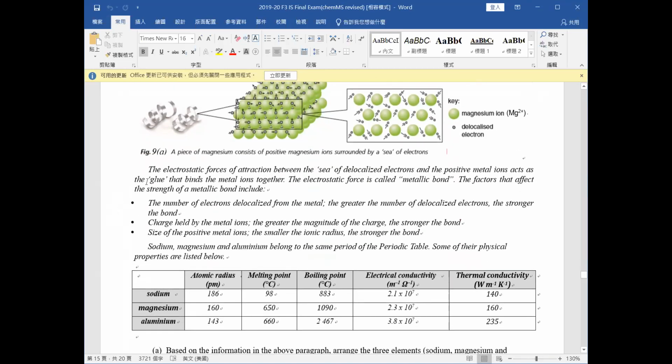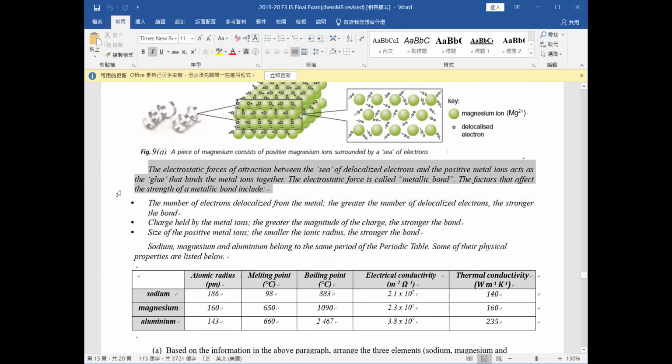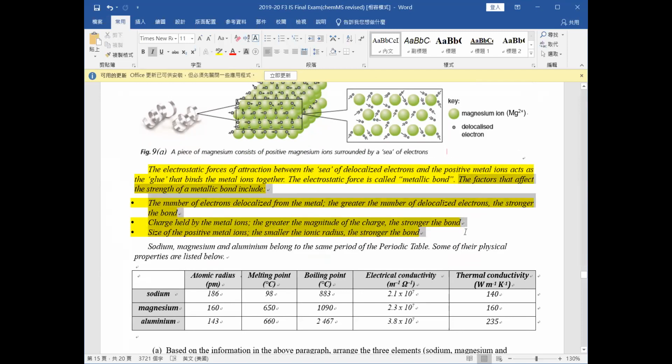And then, what's next? The electrostatic force of attraction between the delocalized electrons and the positive metal ions acts as a glue that binds them together. So we call it metallic bond. So something more challenging here. You had better capture the picture here, or maybe I will show you that paper.